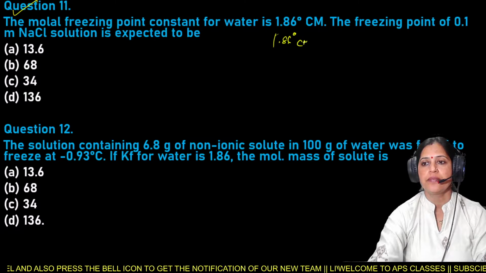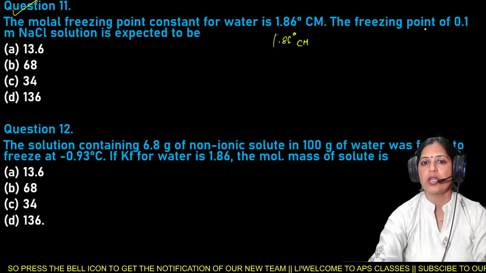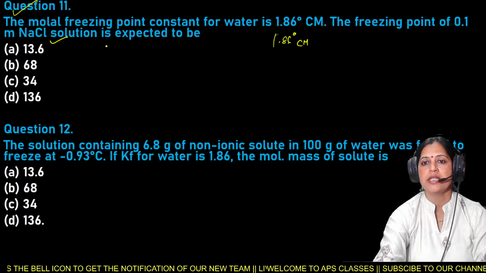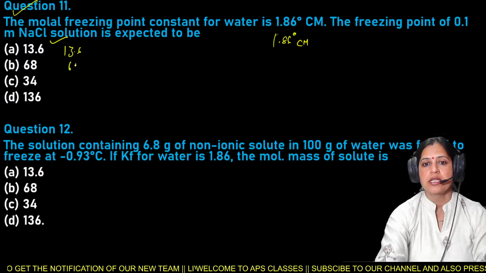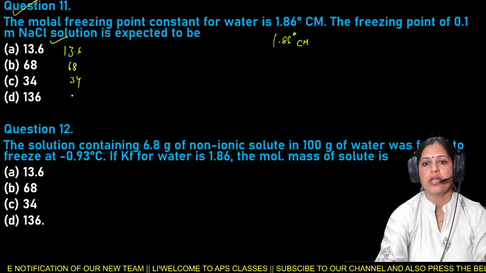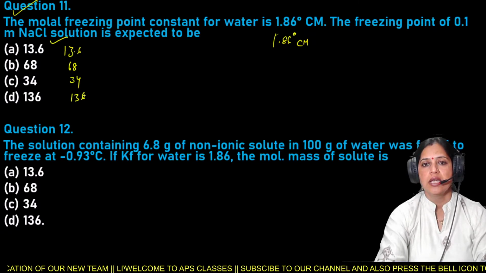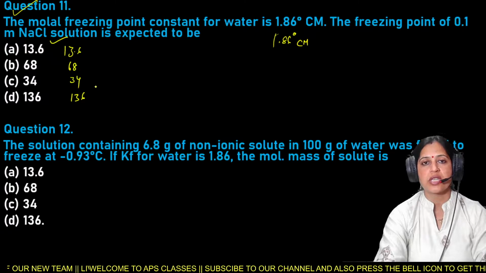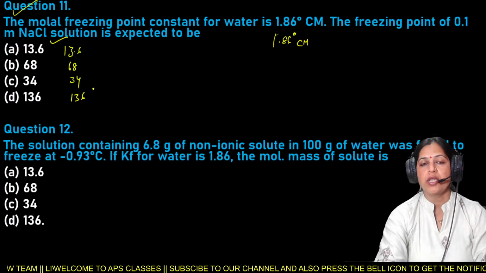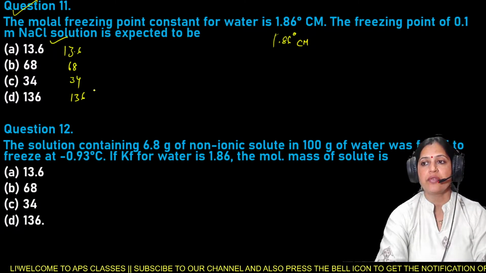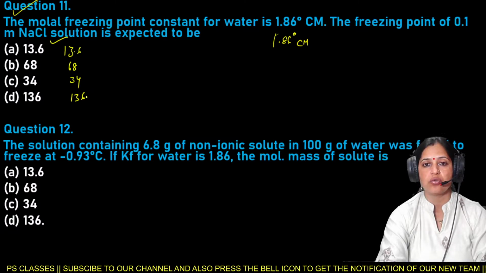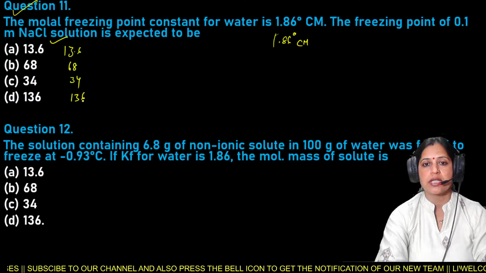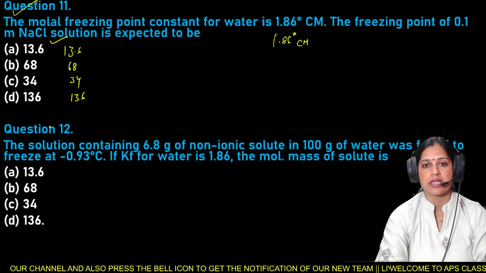1.86 degree cm. The freezing point of 0.1 mole NaCl solution is expected to be 13.6, 68, 34, or 136. When the molar freezing point constant for water is 1.86, the freezing point of 0.1 mole sodium chloride solution is expected to be either 13.6, 68, 34, or 136.